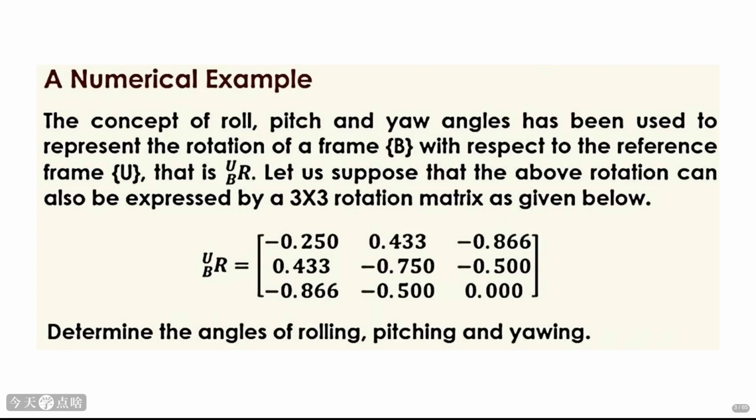Let's put this theory into practice with a numerical example. Suppose we have a rotation matrix UBR, shown here. This matrix represents the orientation of frame B relative to frame U. Our task is to use the formulas we just saw to figure out the corresponding roll, pitch, and yaw angles. It's like being given a complex instruction manual and needing to figure out the simple steps. We'll plug in the values from the matrix into the equations for alpha, beta, and gamma. Let's see what angles we get. This is a great way to check if our understanding of the formulas is correct.